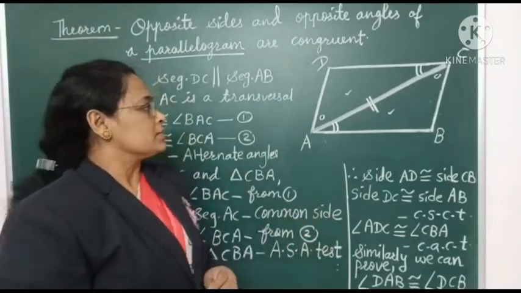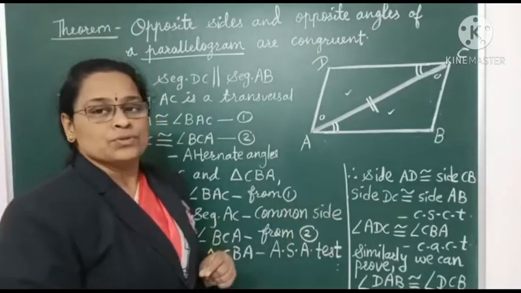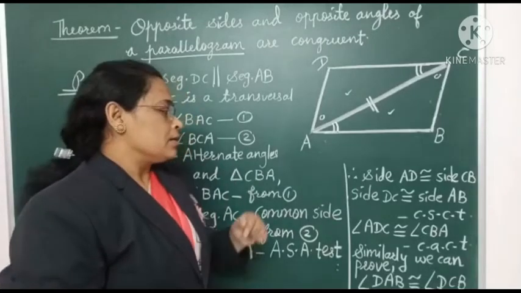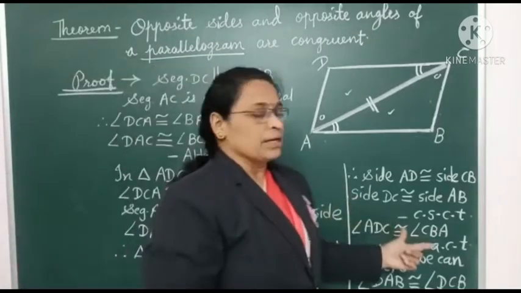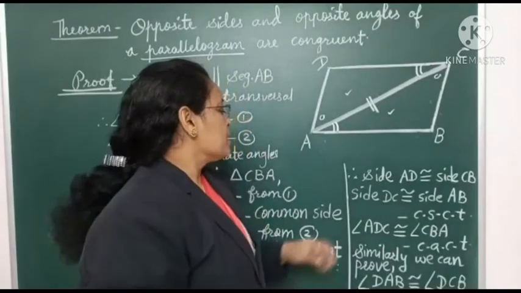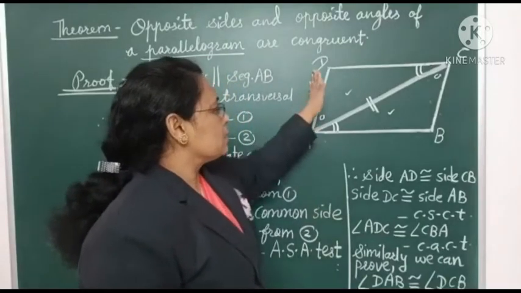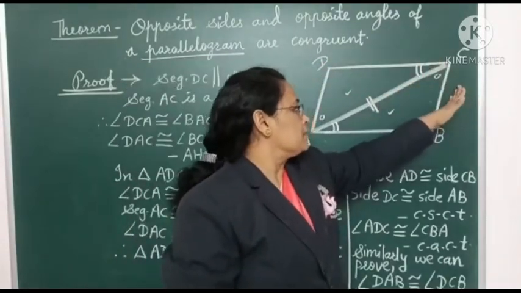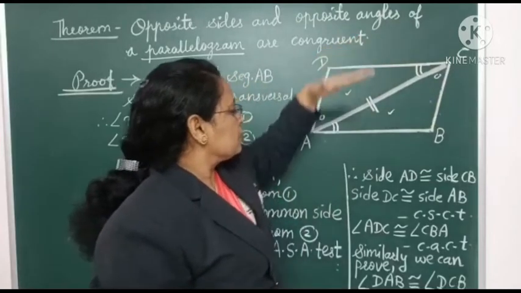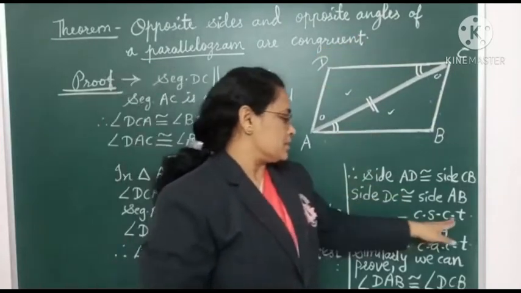After showing both the triangles are congruent, what is our aim to prove? That we can prove by the reason, that is CSCT and CACT. Let's see. So we can prove that side AD is congruent to side CB as well as side DC congruent to side AB by CSCT.